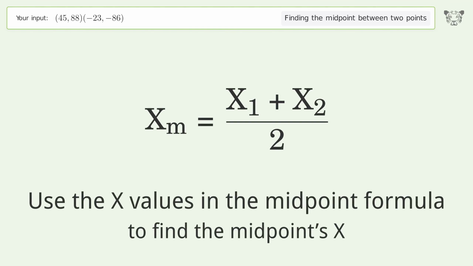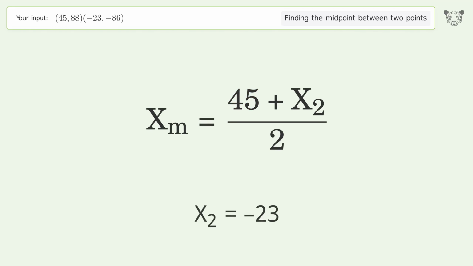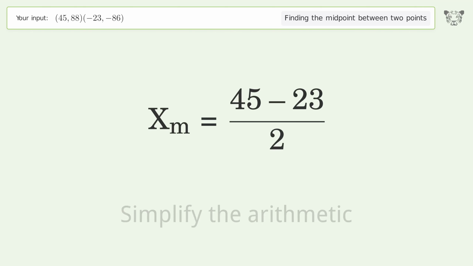Use the x values in the midpoint formula to find the midpoints x. x1 equals 45. x2 equals negative 23. Simplify the arithmetic.